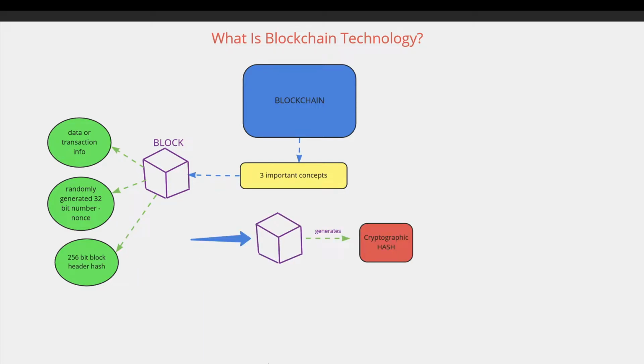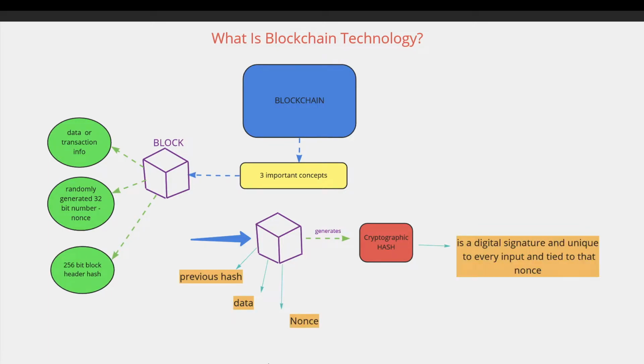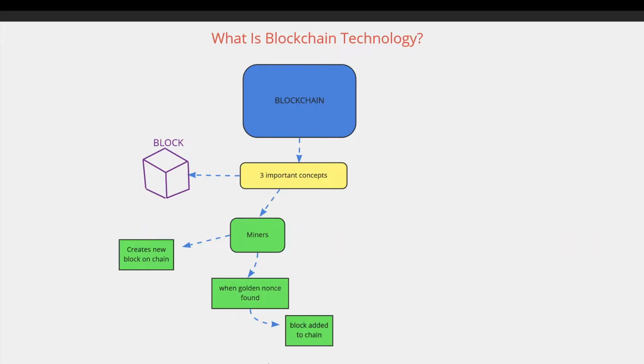So what happens when a new transaction happens or a new block is generated? Each block has the details of the previous hash, its current data, and then the nonce, which is a randomly generated 32-bit number. Using all these three pieces of information, the nonce generates a cryptographic hash, and that specific hash is the digital signature for that block. It's unique to every input, and it is tied to that nonce.